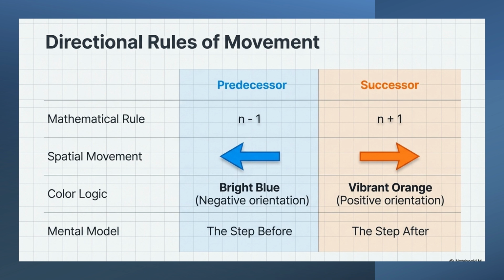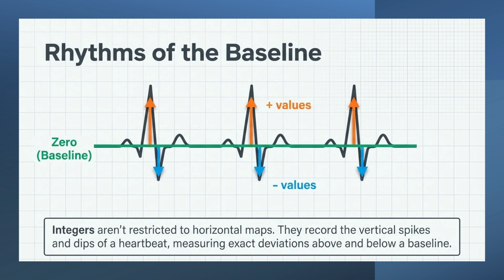Next, these are the definitions which are very briefly given. Predecessor means n minus 1, and it has a spatial movement on the left-hand side, and it is one step before. N plus 1 is the vice versa of it, and this is the rhythm of the baseline.